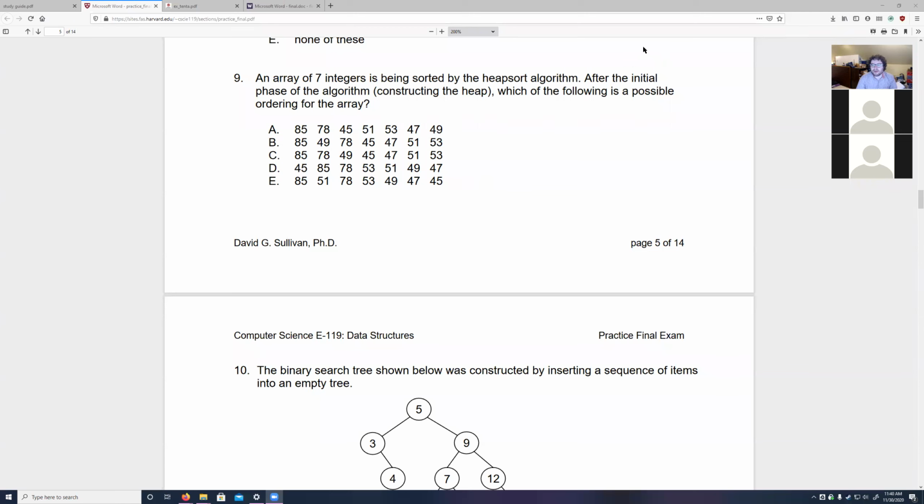An array of 7 integers is being sorted by the heap sort algorithm. After the initial phase of the algorithm, which is constructing the heap, the heapify stage, which is the following possible ordering for the array? So what are the 2 steps of the heap sort algorithm? Anyone?